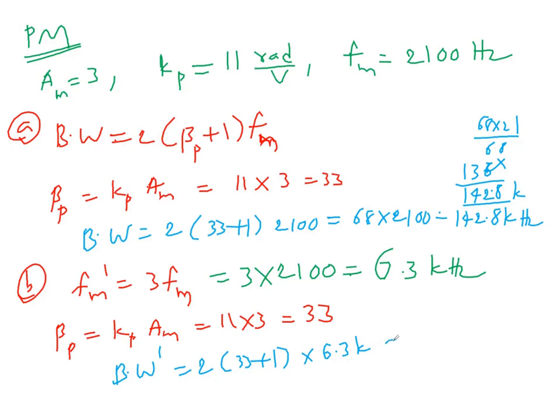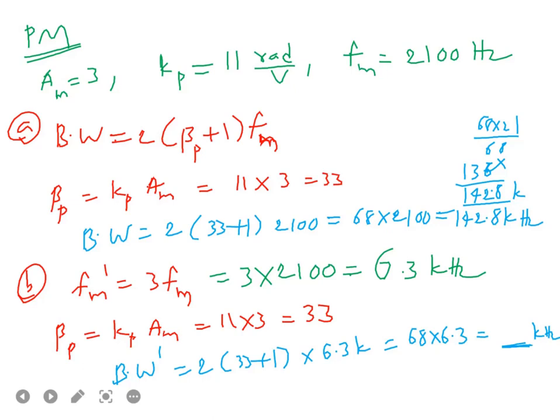3 times, which is equivalent to 34 2s are 68, 68 into 6.3 kilohertz. You can simplify this to arrive at your answer. Okay, the answer will be in kilohertz. That's it, student. This is how the problem may be given.